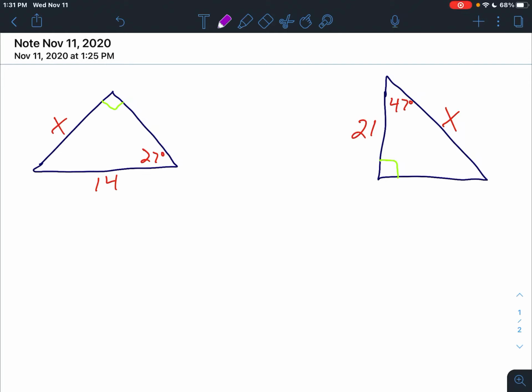All right, this is a quick refresher video on solving trig problems using sine, cosine, and tangent. So remember, we have the sine of an angle equals opposite over hypotenuse. We have the cosine of an angle equals adjacent over hypotenuse. And we have the tangent of an angle equals opposite over adjacent. Okay? That's how we set up our problems.